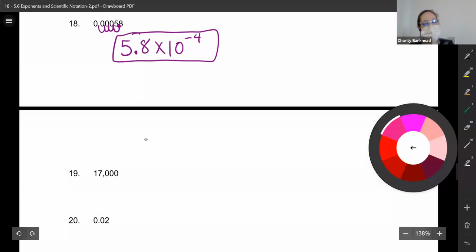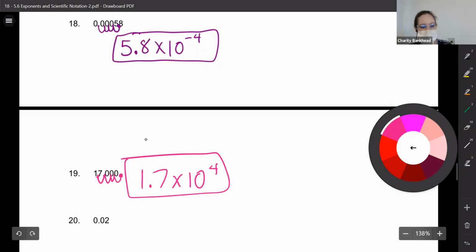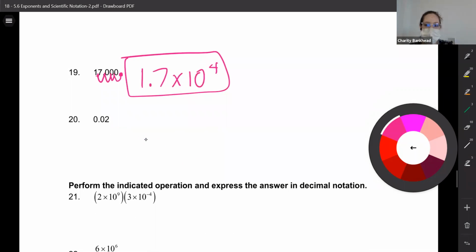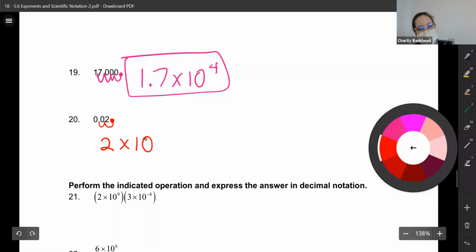So 17,000. 1.7 times 10 to the 4th. Yep. 2 times 10 to the negative 2.